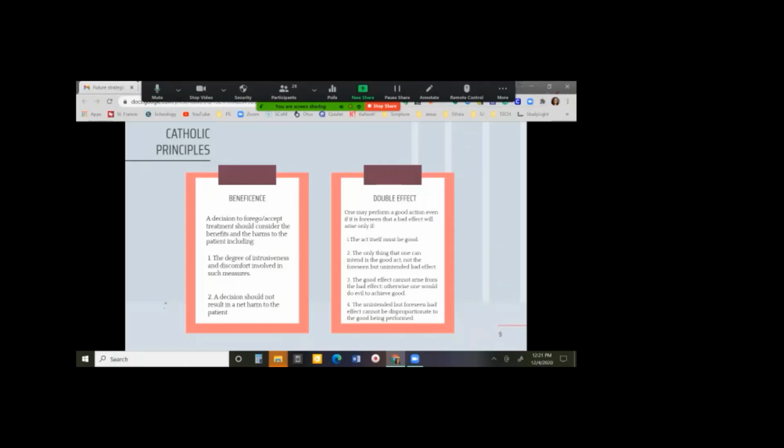So the principle of beneficence, the two things we look at are the degree of intrusiveness and discomfort involved in such measures. So what is the treatment? Is it a surgery? Is it you have to go on a ventilator? Is it chemotherapy? Do you have to have an organ transplant? And then we look at a decision should not result in net harm to the patient. So in this case, let me get my little pen here.